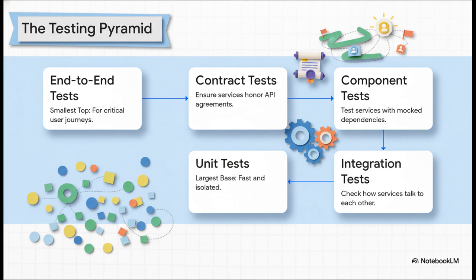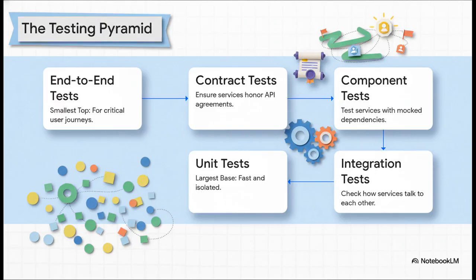It visualizes a really smart, layered strategy. At the bottom, you have this massive base of fast, cheap unit tests that just check tiny pieces of code in total isolation. As you move up, you have integration tests that check if a service can talk to its database correctly. Then you have contract tests. These are so crucial for microservices. They make sure that one service hasn't made a change that will accidentally break another service that depends on it. And finally, at the very, very top, you have a tiny number of slow, expensive end-to-end tests that check a full user journey.